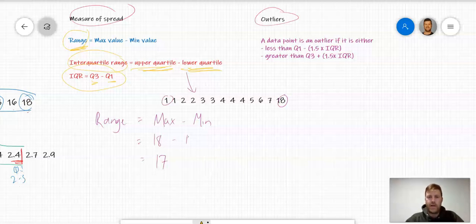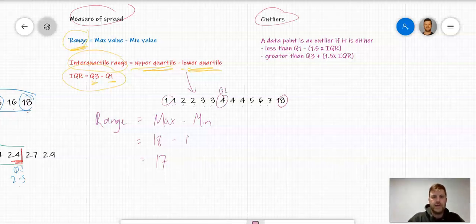Before I do that, I'll work out Q2 because I want to get the middle value out of the way first. So how many numbers have I got here? 1, 2, 3, 4, 5, 6, 7, 8, 9, 10, 11, 12, 13. 13 plus 1 is 14. 14 divided by 2 is 7. So my seventh value, 1, 2, 3, 4, 5, 6, 7, is my median value. That's my Q2 right there.